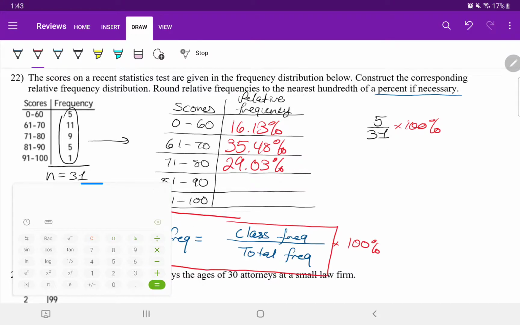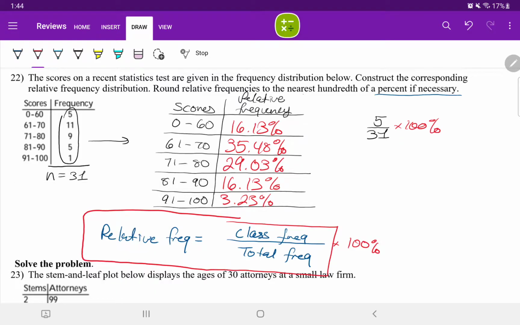Well, we already did 5 divided by 31 times 100. That's going to be 16.13%. And 1 divided by 31 times 100. That is going to be 3.23%. This 5 right here will make that 2 round up to a 3. This is the relative frequency distribution. And that is it, guys.